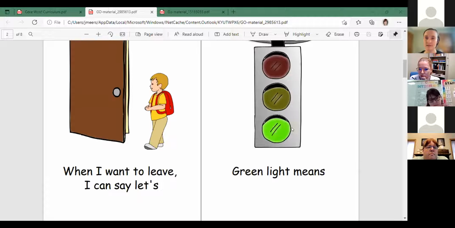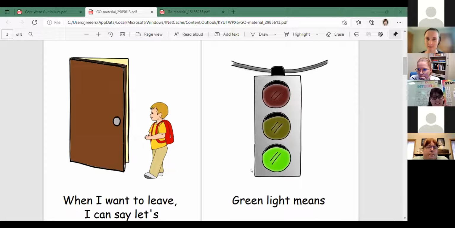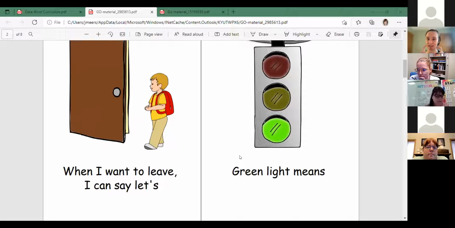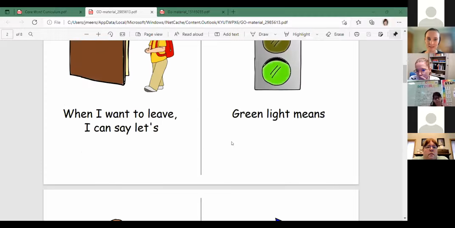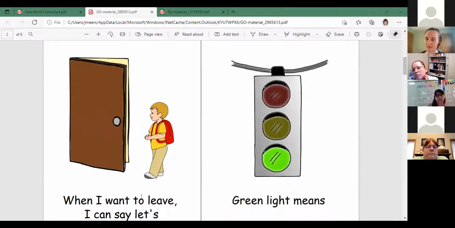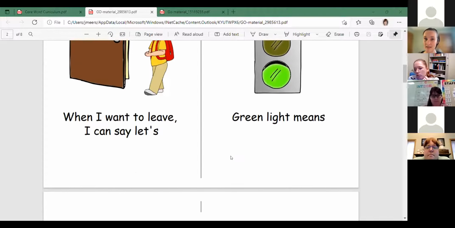So I'm going to explain what this is, but you can pop in anytime if you want, Erin. So there's actually associated with this book a bunch of actual cutouts of the symbol for Go that you saw on that main page there. And so the kids can fill in the blanks and build their own little Go book. When I want to leave, I can say let's, and then they have the opportunity to say go and put the word go in there. And then you can read the book again after it's finished. And I think that's really cool.